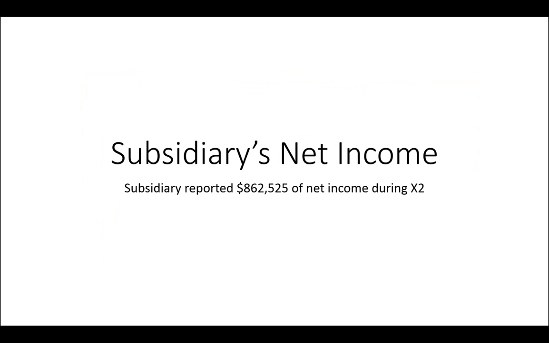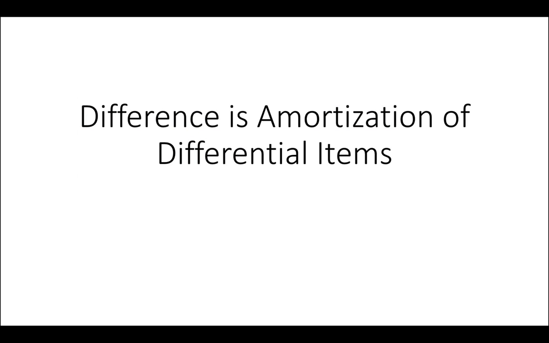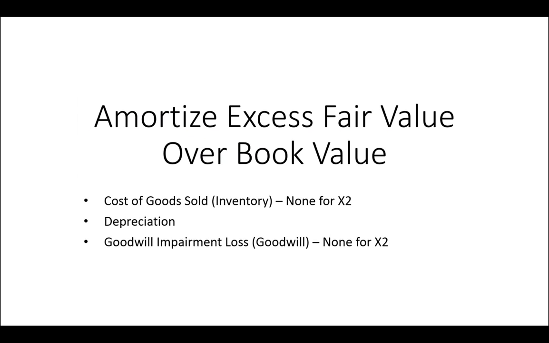The first is the subsidiary's net income of $862,525. So we're going to debit investment sub, credit income from subsidiary for $862,525. Now we know that the difference is going to be the differential items that are amortized. If we start with what we did last year, and I've done this intentionally so that you can know what's going on, the 3 things that we had last year: cost of goods sold, depreciation, and goodwill.